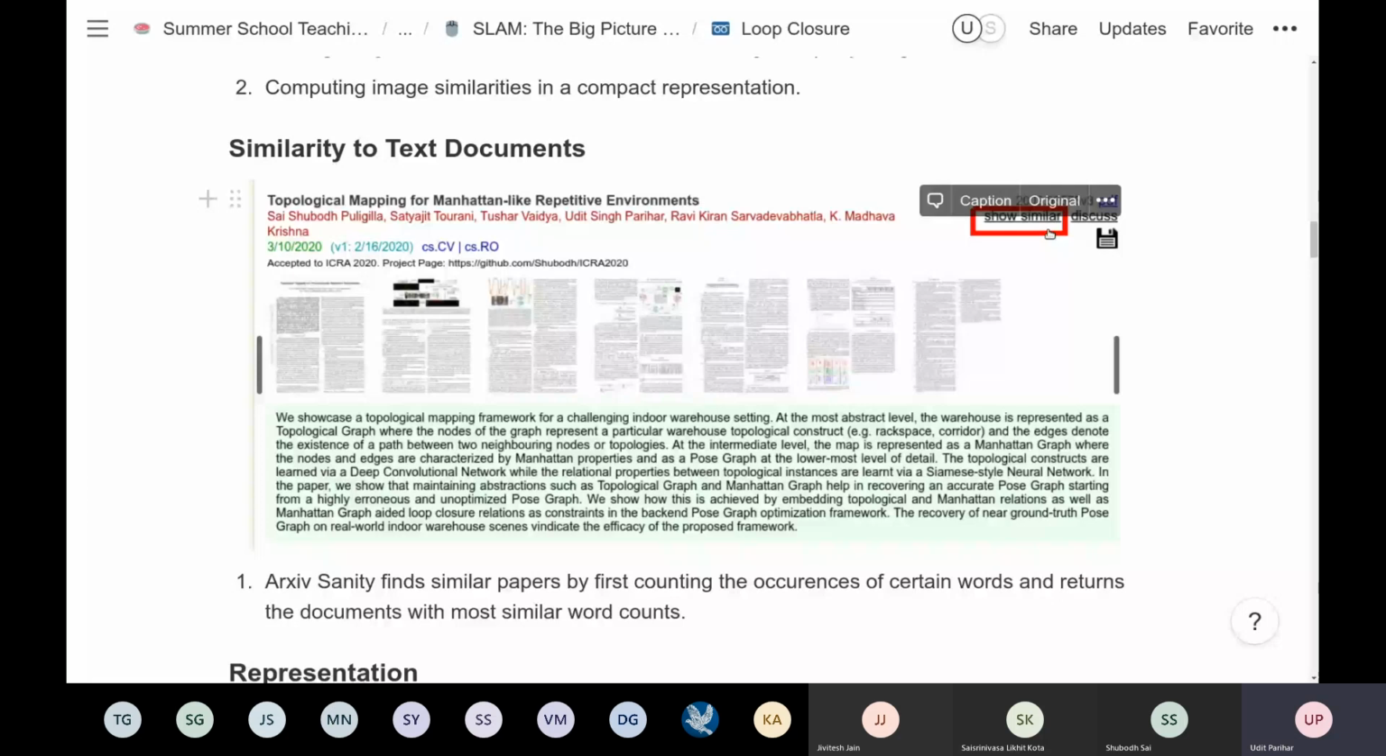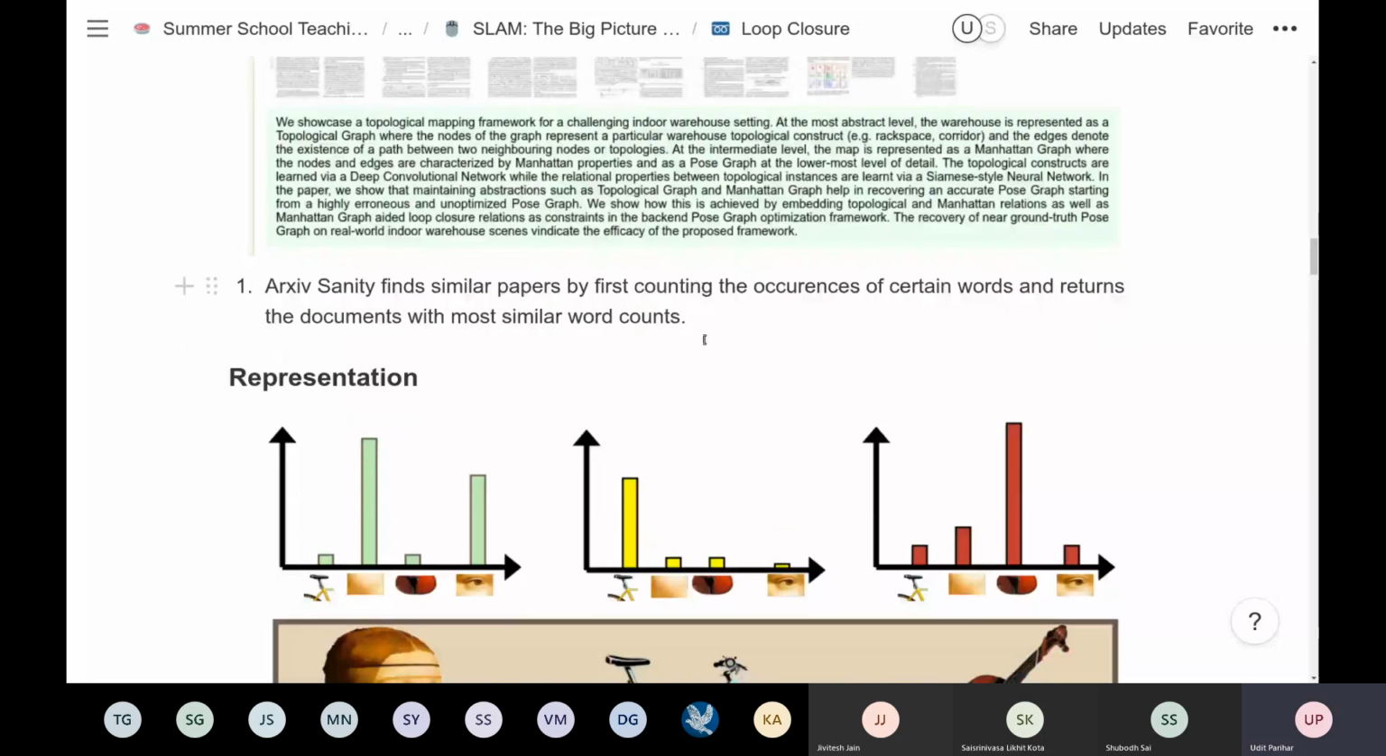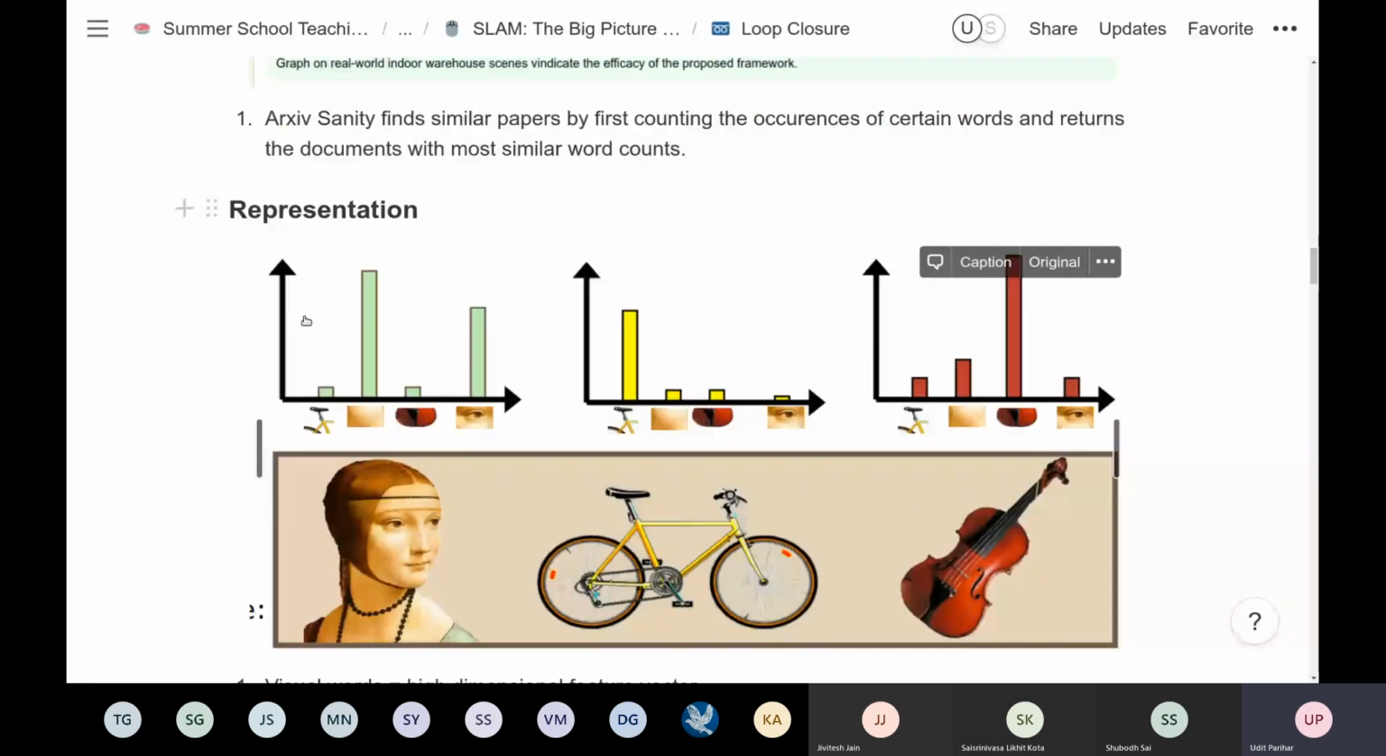So it uses one algorithm called TF-IDF, which basically looks for the uniqueness of the words in your query paper and the database paper. That same idea is also borrowed by the computer vision community to say which image corresponds to the query image from the database images. Okay, so now, what is the representation of the bag of visual words approach?